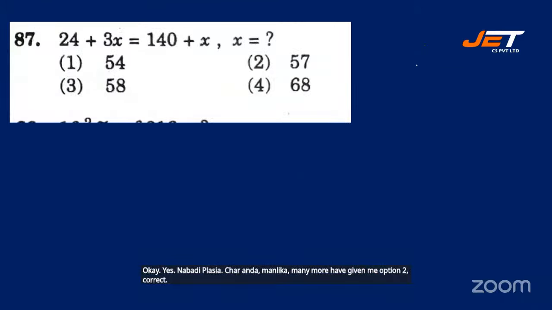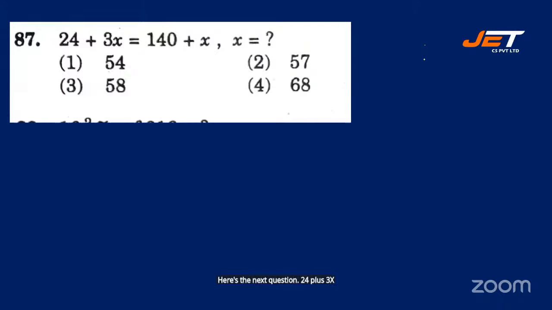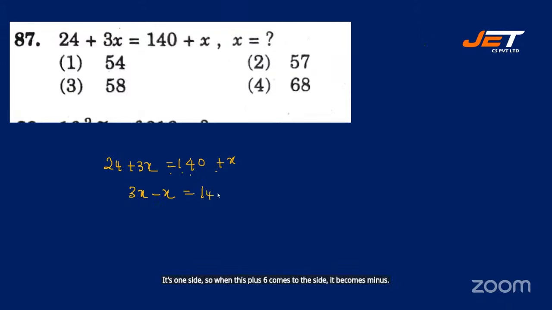See the next question. 24 plus 3x is equal to 140 plus x. So now bring all the x one side. So when this plus x comes this side, it becomes minus. And when this plus 24 comes that side, it becomes minus 24. So 3 minus 1 is 2x is equal to 140 minus 24 is 116, isn't it? So 116.